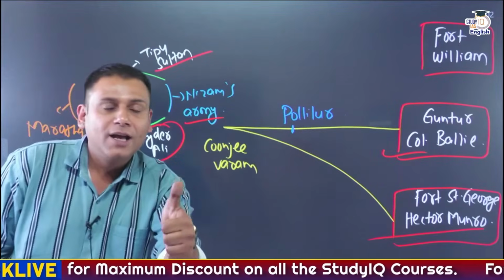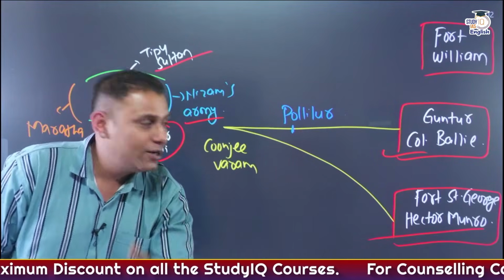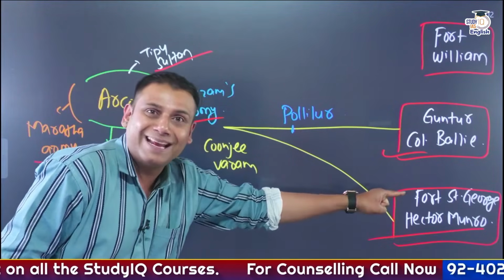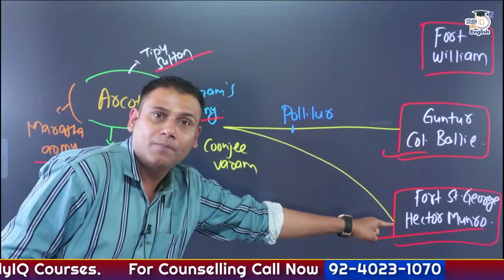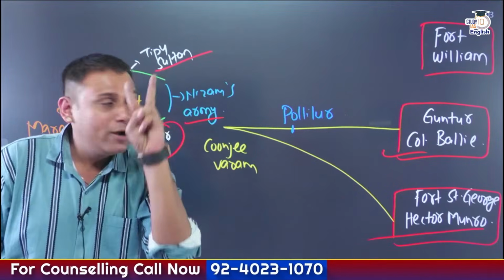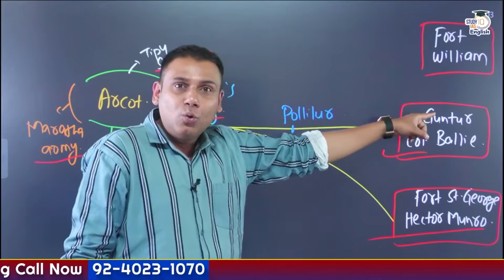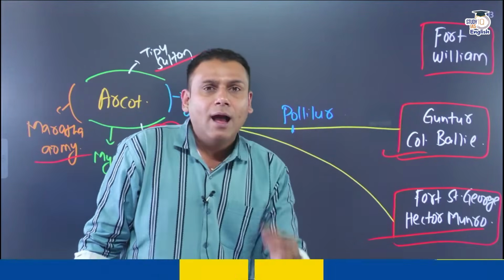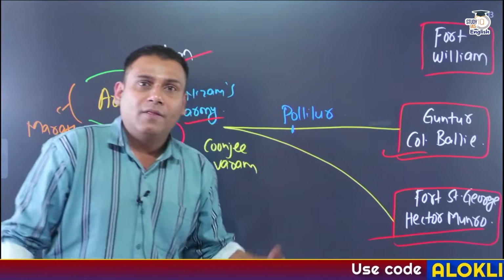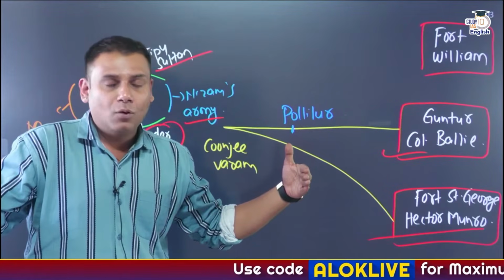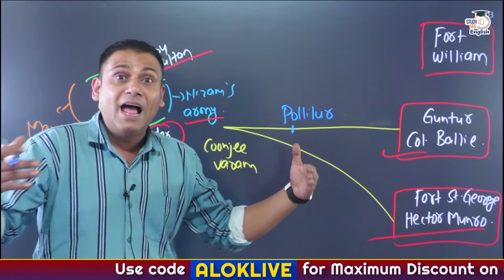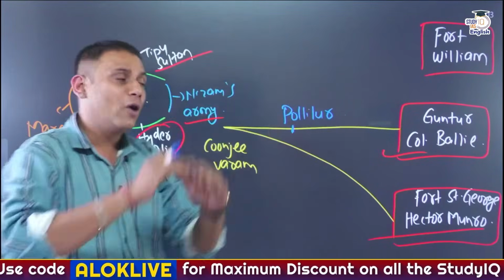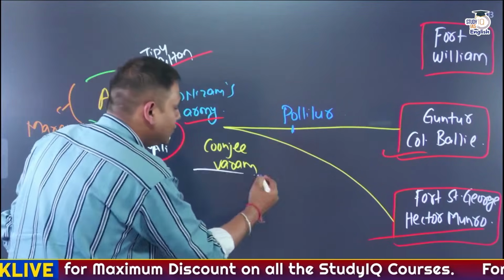So English East India Company formed the first contingent at Fort St. George in Madras under Hector Munro, and the second contingent at Guntur under Colonel Bailey. Colonel Bailey and Hector Munro had a plan that both of them will move from their respective places and both of the contingents will join at a place called Kanjivaram.